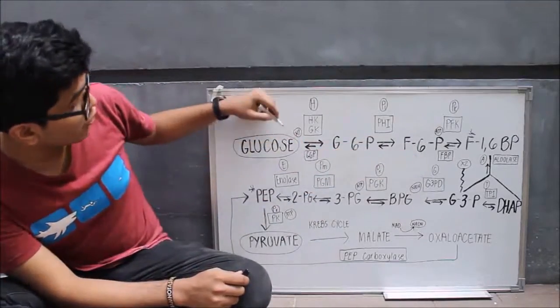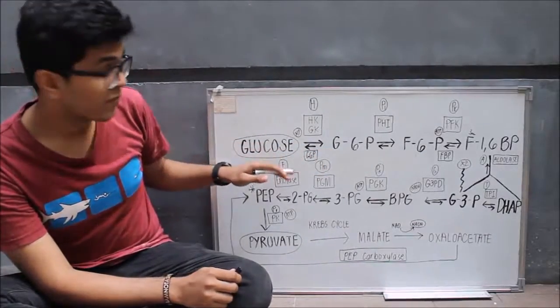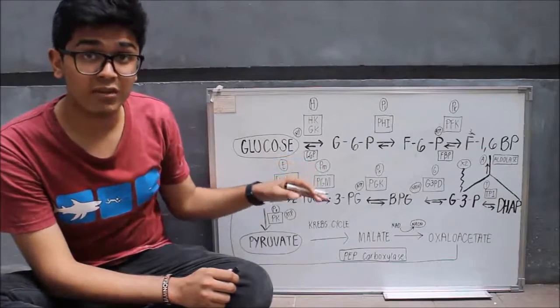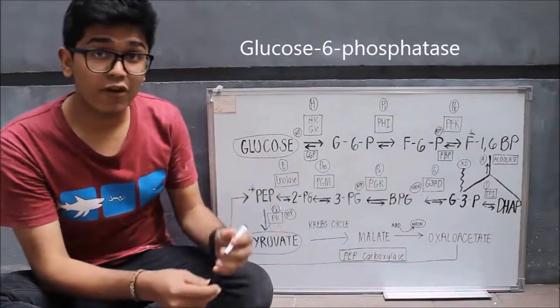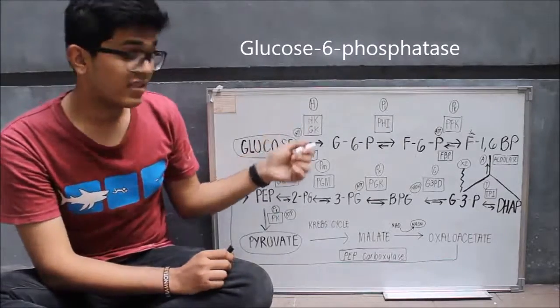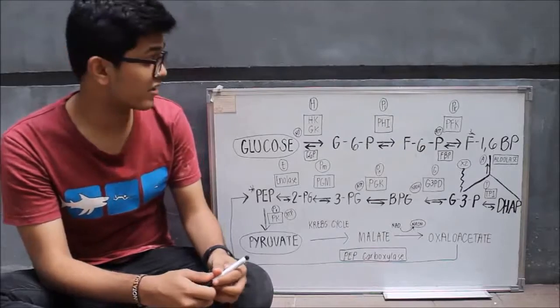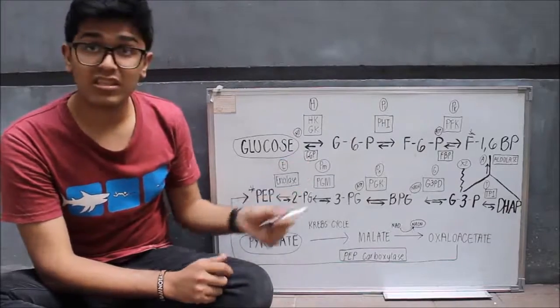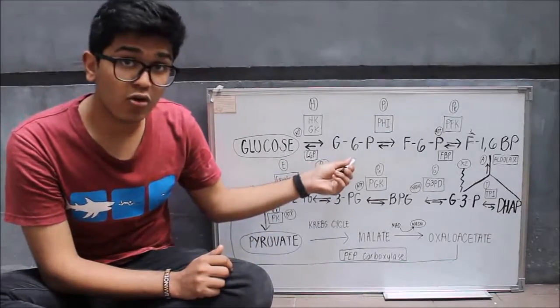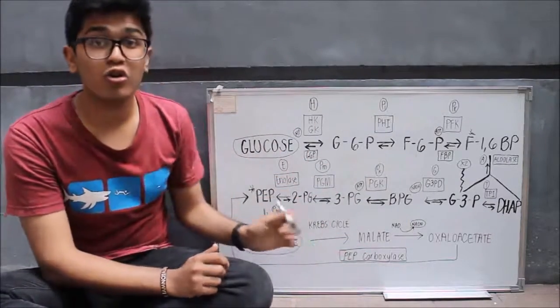After this, the last factor is the conversion of glucose 6-phosphate to glucose via the enzyme glucose 6-phosphatase. Glucose 6-phosphatase is used for gluconeogenesis, not hexokinase or glucokinase, because these enzymes are used for glycolysis. But we need glucose 6-phosphatase to convert glucose 6-phosphate to glucose. So this is the overall gluconeogenesis.